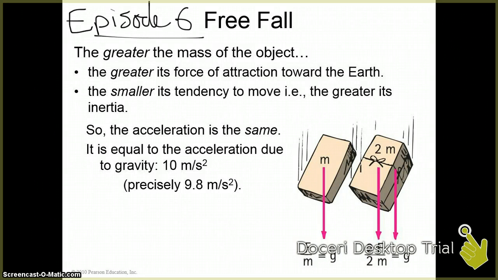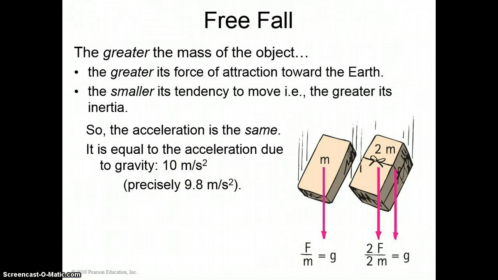Gentlemen, we've made it to episode 6, Free Fall, and now we finally know enough physics to actually explain the riddle that we had at the beginning of the year: that objects of different mass actually fall with the same rate of acceleration. Now, why is that the case?